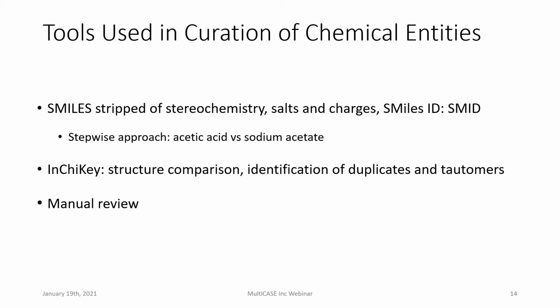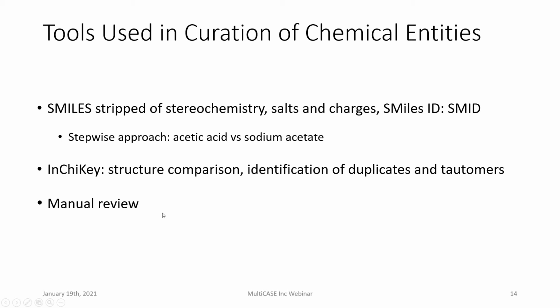We also use InChIKey for various purposes: for structure comparison, for identification of duplicates and tautomers. For tautomers it's especially interesting. InChIKey most of the time is identical for various tautomers. So if we have a situation with linguistically different SMIDs, SMILES codes, but the same InChIKeys, that's a clear sign that we are dealing with tautomers, and we need to make a choice, which quite frequently goes through manual review.